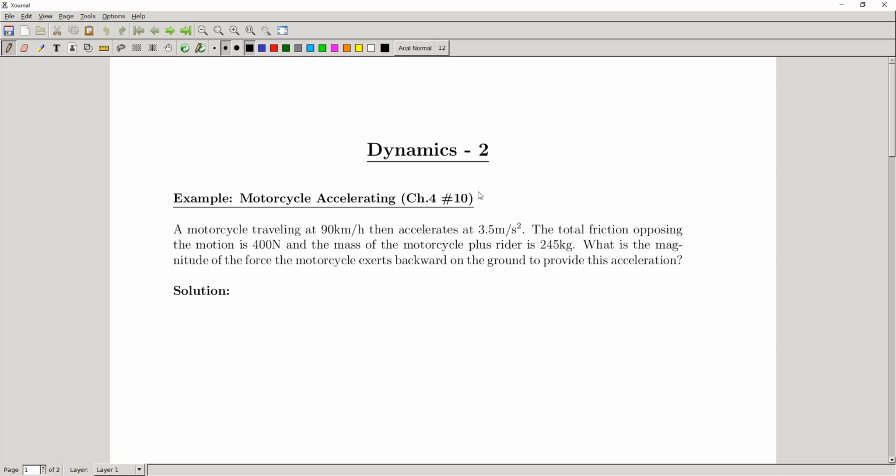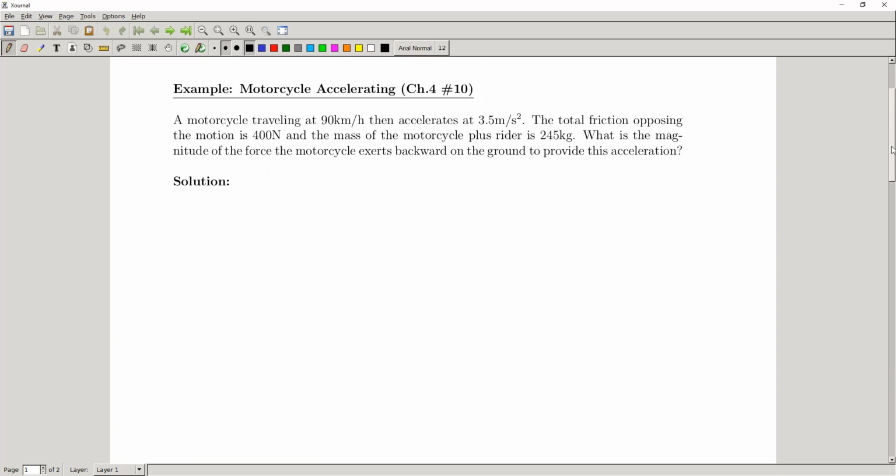Okay, so a motorcycle is traveling at 90 kilometers per hour. It then accelerates at 3.5 meters per second squared. The total friction opposing the motion of the motorcycle plus rider system is 400 newtons. And the mass of the motorcycle plus rider is 245 kilograms. We want to know what the magnitude of the force the motorcycle exerts backward on the ground to provide this acceleration is. Okay? And so I'm going to start out by just drawing a little bit of a picture here.